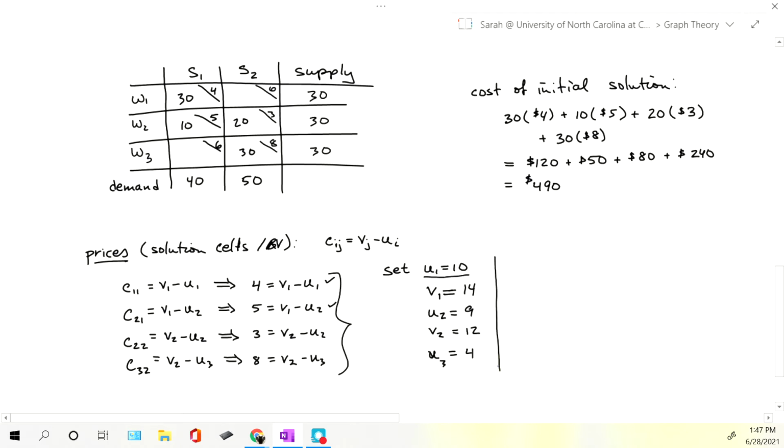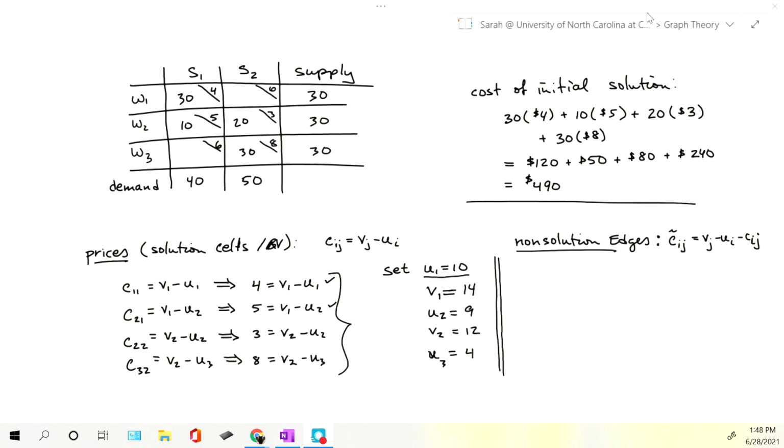Okay. Now, what do we do? We're now going to take this information and use it to figure out what's going on with our non-solution cells. So our two non-solution edges or non-solution cells are 1, 2. So we'll look at the adjusted costs on cell 1, 2. And we also have 3, 1. So we'll also look at the adjusted cost on cell 3, 1. At this point, we just apply the formula and plug in.